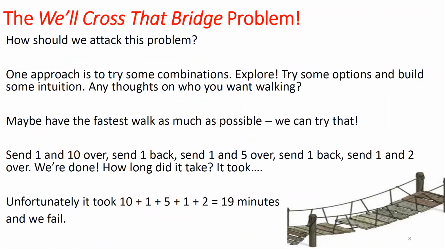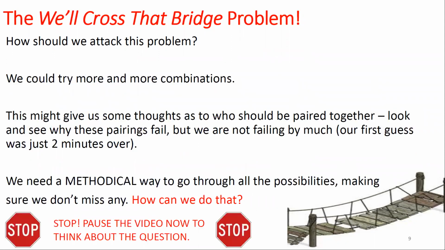So it wasn't a bad thing to try, send the fastest person over, use the fastest person whenever possible, but it didn't work. And we could try lots of other cases. We could try other approaches and see if anything works if we luck out. What I want to do is I want to do a methodical way, making sure we don't miss anything. So the question is, how can we do that?